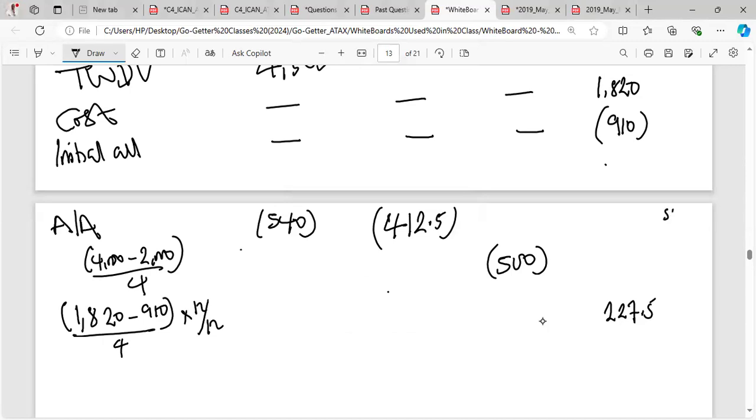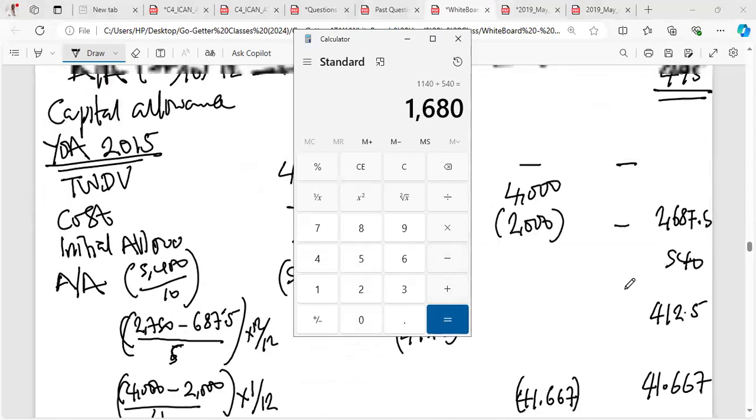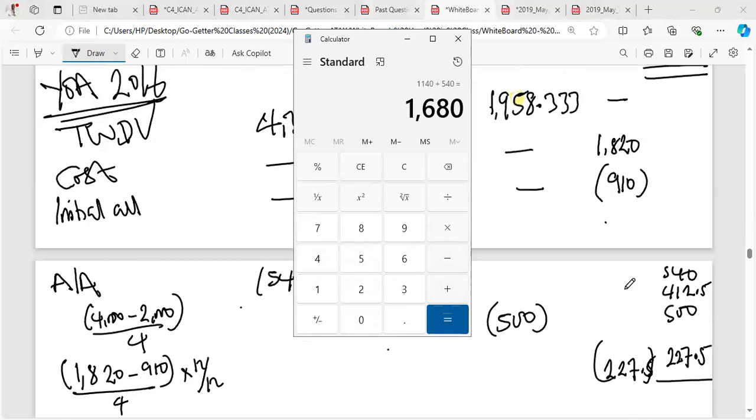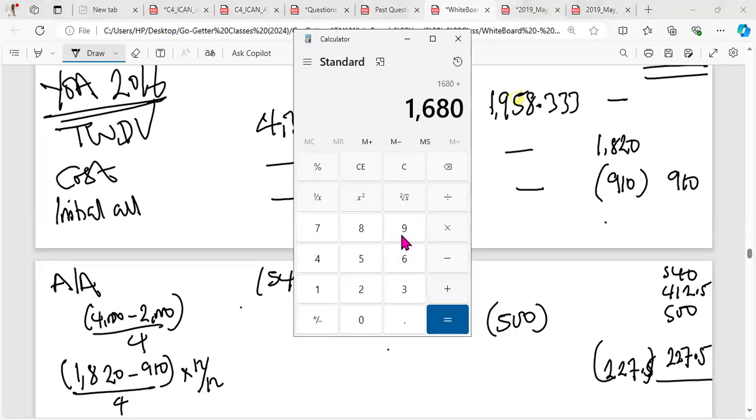Let me just put here 540, 412.5, 500, 227.5. I already have 227.5. I'll add 500 to it. I'll add my 412.5 here. Then I'll add my 540 to it. And we have our initial allowance, 910. Plus 910.